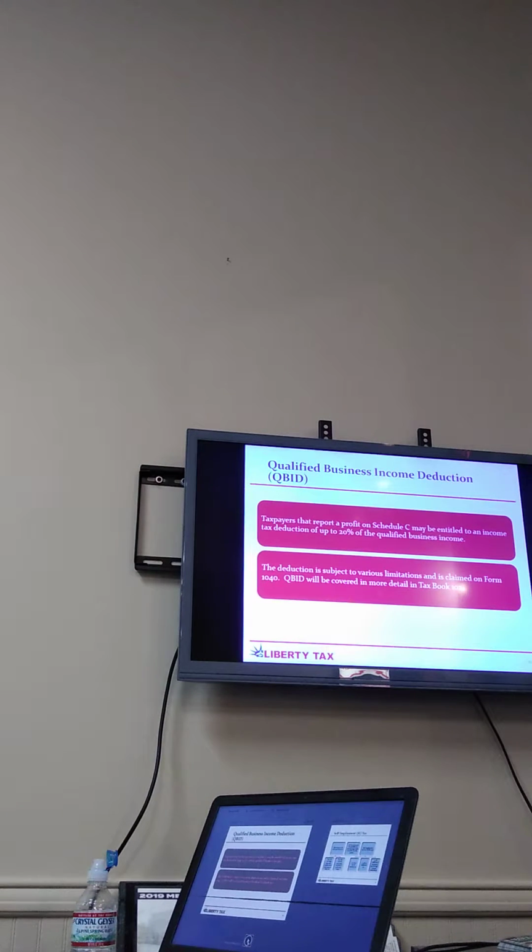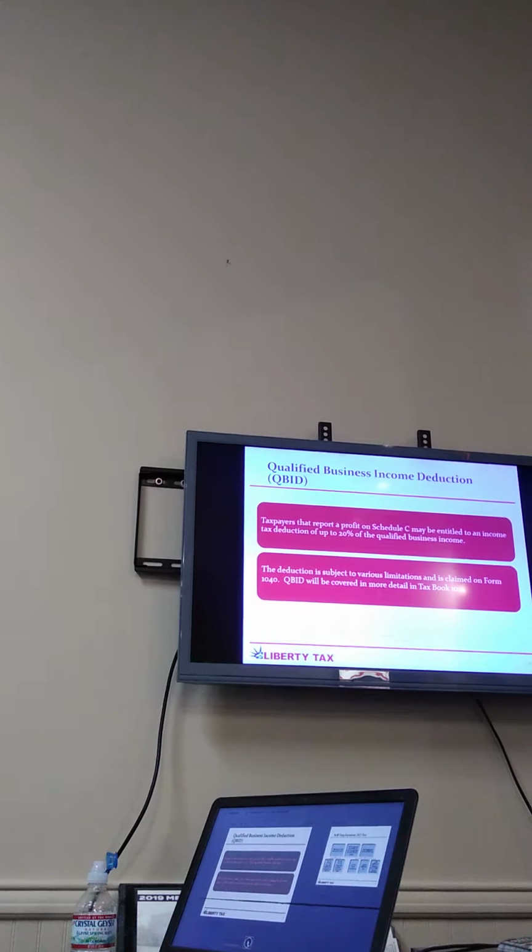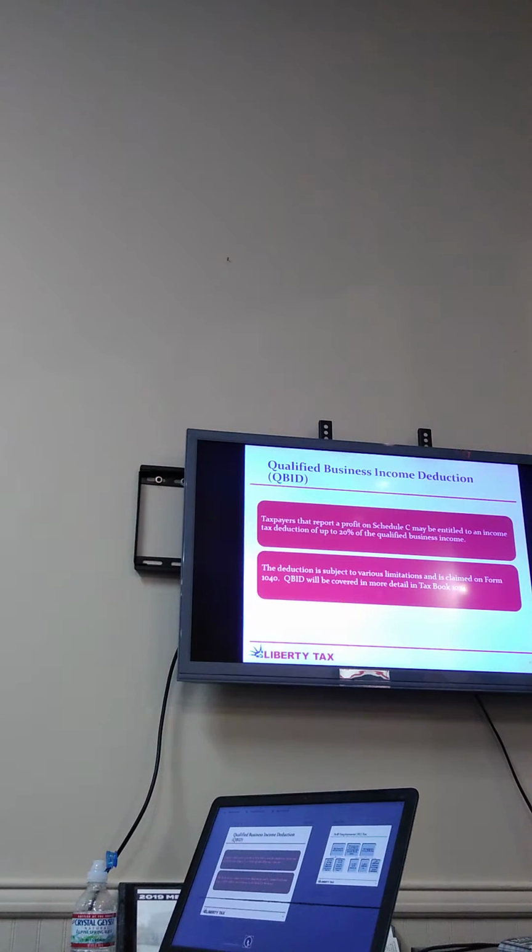But just know that that's a deduction of up to 20% of the qualified business income. And it is new. Like I said, it's only been around since last year. I want to say that it can only be certain service industries. Not every self-employment business is going to qualify. It has to be a certain service industry, so you have to provide a service to qualify. But I will bring in more information on that too.